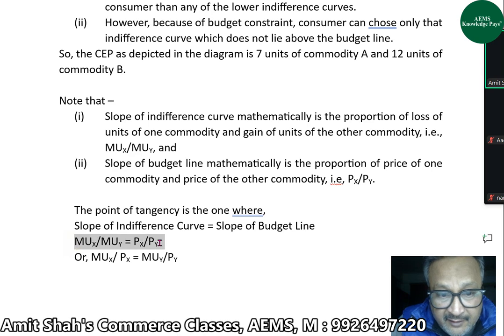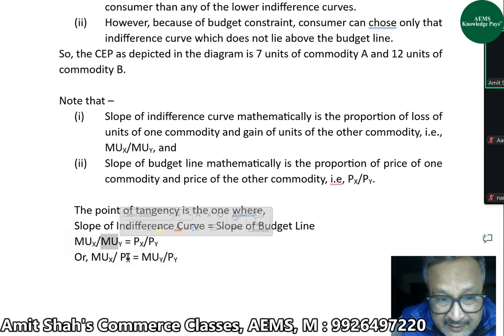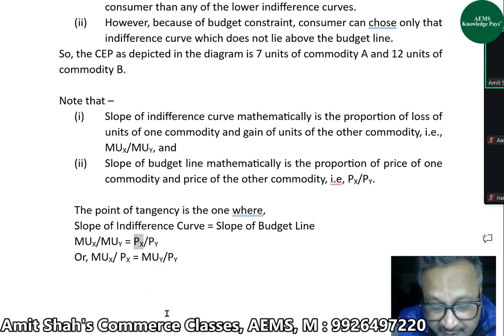Right, guys? We can write this this way also. This MUY, which is here in the denominator, when it goes to the right hand side, will become the numerator. This Px, which is the numerator on the right hand side, when it comes to the left hand side, will become the denominator.